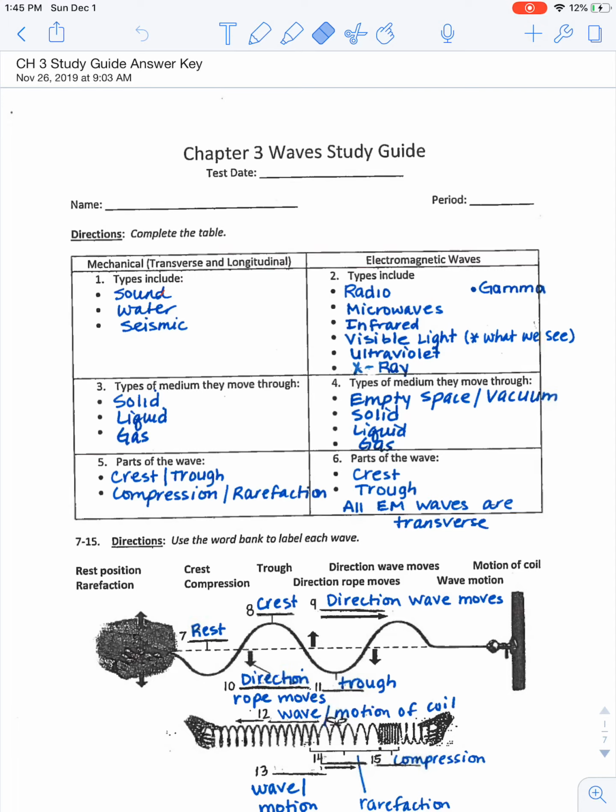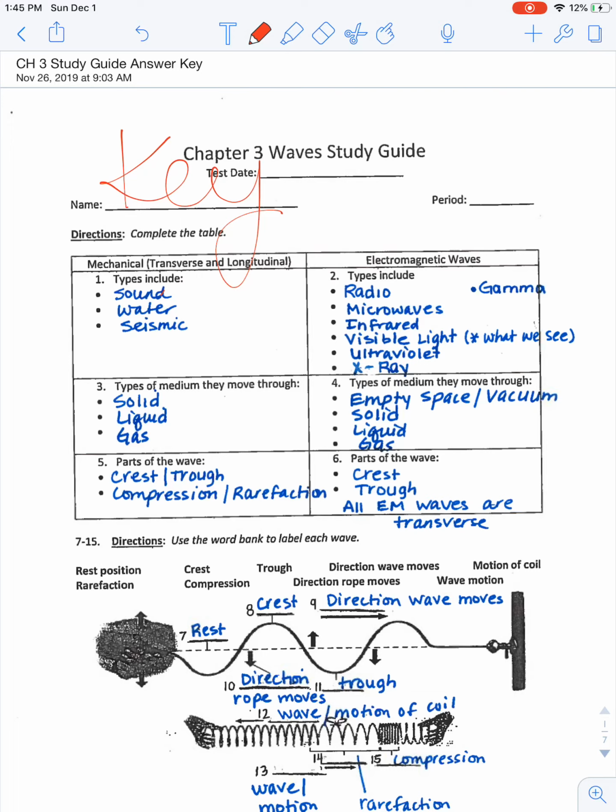I am going to try my very first video to review the study guide answer key for this Chapter 3 Waves test that is on Tuesday. I know you've been studying super hard for it. So I am going to go ahead and just go over this. And it is the same document that we went over on Friday together.